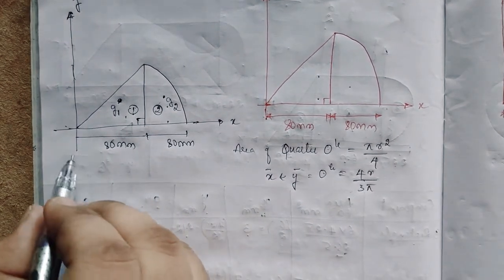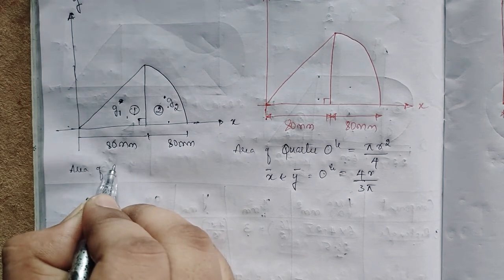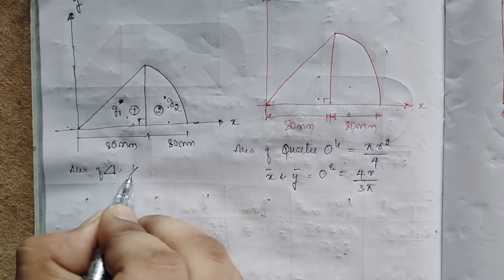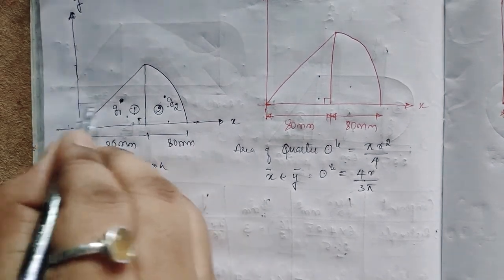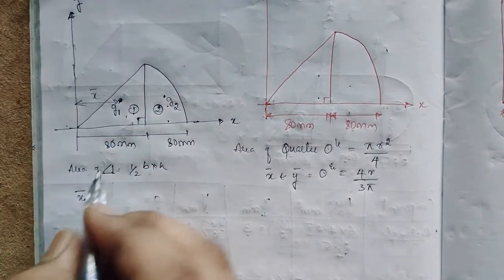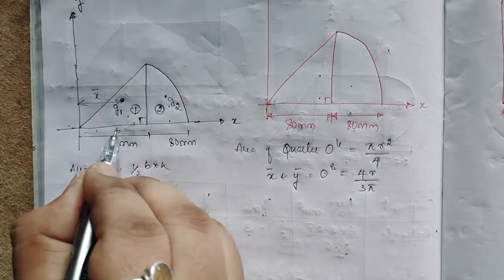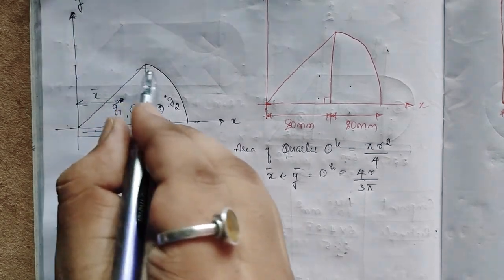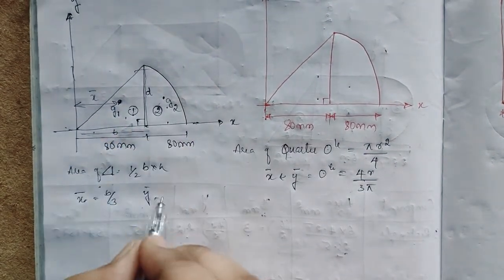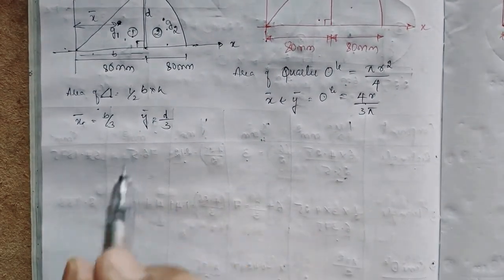What about the triangle? The area of a right angle triangle is half into base into height. What is the value of x bar, the distance of x bar? I have already given you the formula, that is b by 3, if this is the base. What is the value of y bar? This is the distance d, it is d by 3. So with the basics, please remember the formula.